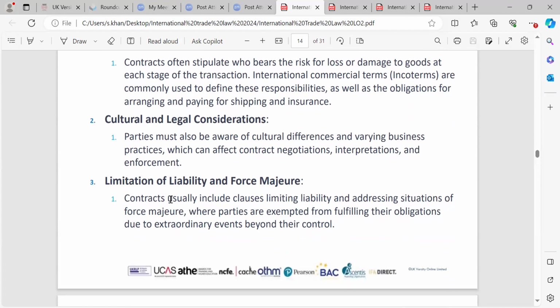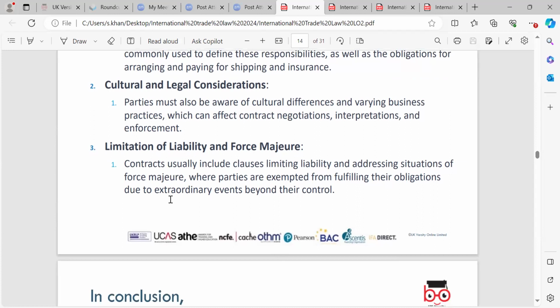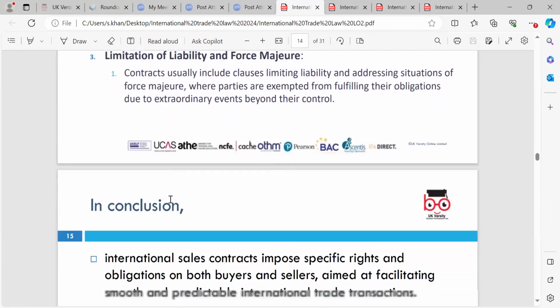Cultural and legal considerations. Parties must be aware of cultural differences and varying business practices, which can affect contract negotiations. Limitation of liability and force majeure. Contracts usually include clauses limiting liability and addressing such situations.